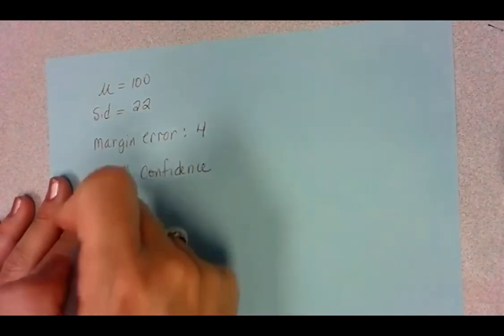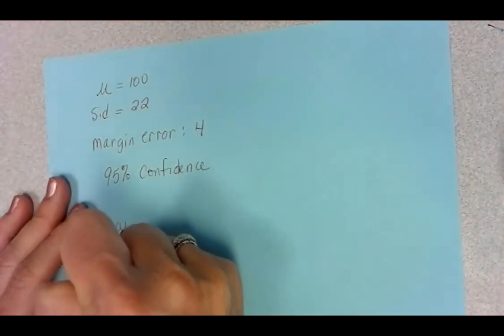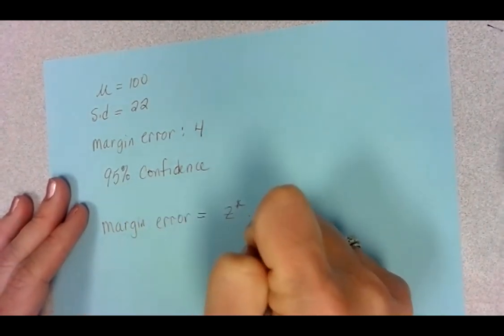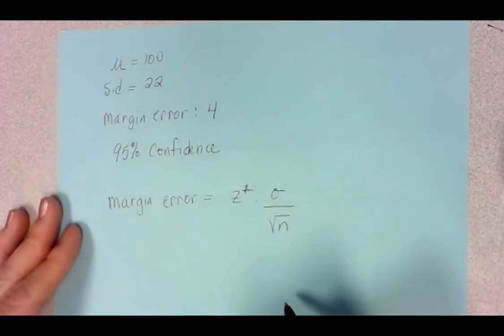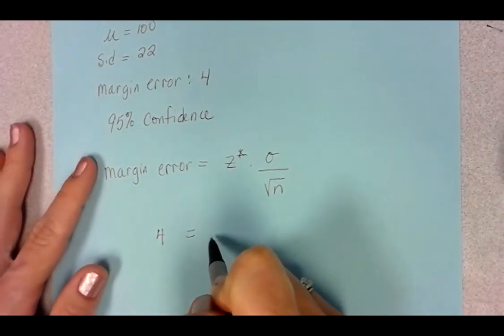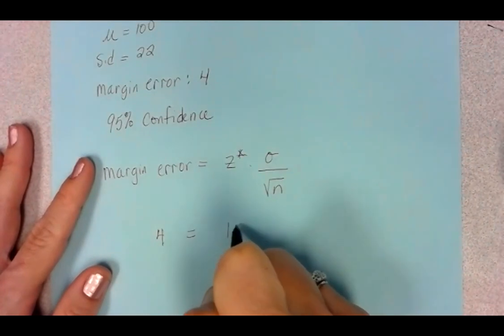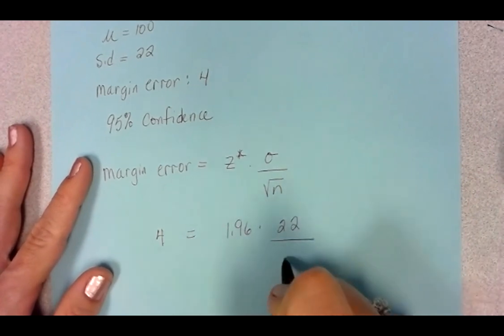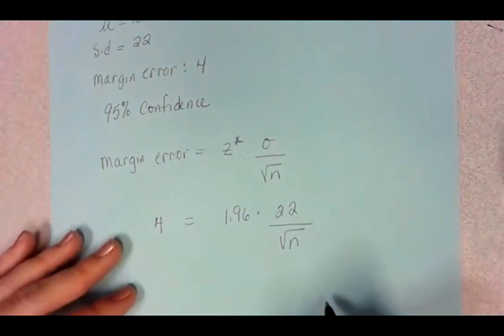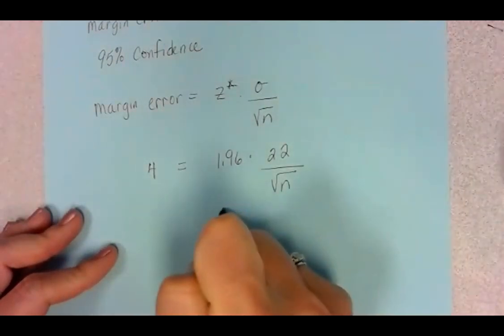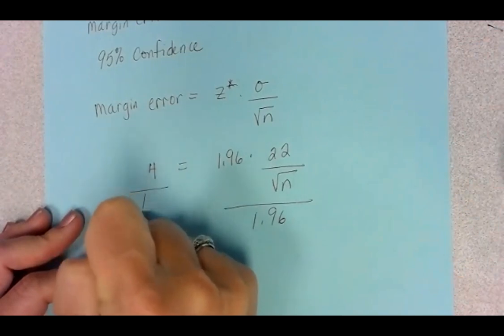So remember that we said that the margin of error is equal to z star times sigma over the square root of n. In this case, I know the margin of error is 4. 95% confident, which makes z star 1.96. Standard deviation is given, and we can solve for n. So the first thing that we'll do is divide both sides by 1.96. I'll do this in a couple of steps. You may not require this many steps.